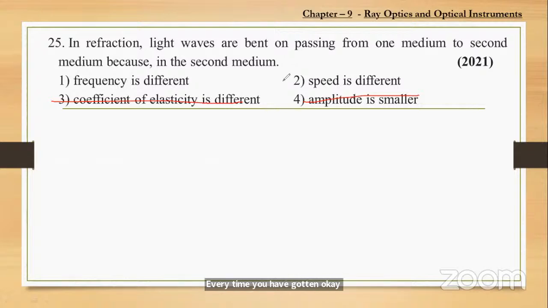Yes, actually the speed is different. When light passes from one medium to another medium, the speed of light in a rarer medium is c, and the speed of light in a denser medium will be v. So that's why bending takes place. If the speed does not change, it is not going to bend. It is going to go in the same direction. So clear? Okay, students. This is the kind of question.